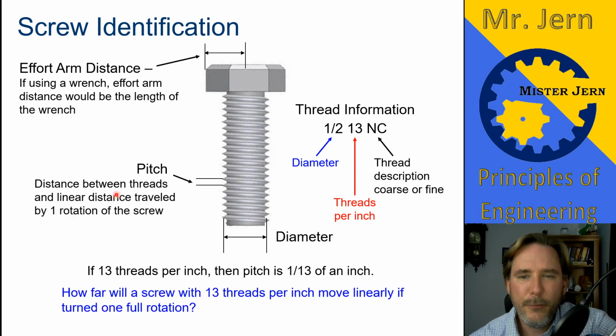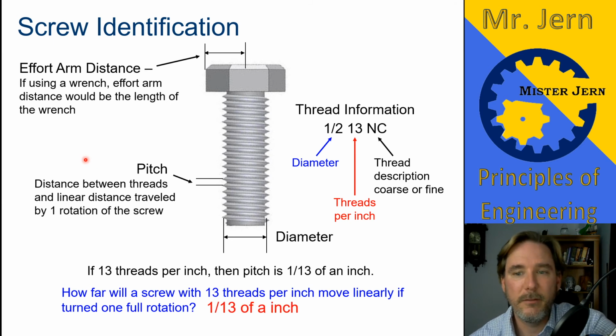So the question is, how far will a screw with 13 threads per inch move linearly if it's turned one full rotation? Well, the answer is 1/13 of an inch. Okay, you would have to turn this thing 13 times in order for it to go down 1 inch. That's just what this means.